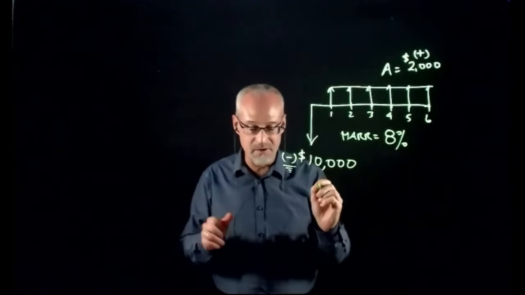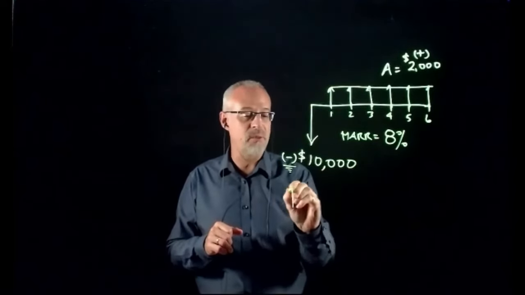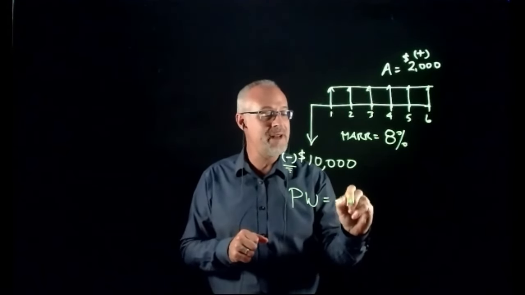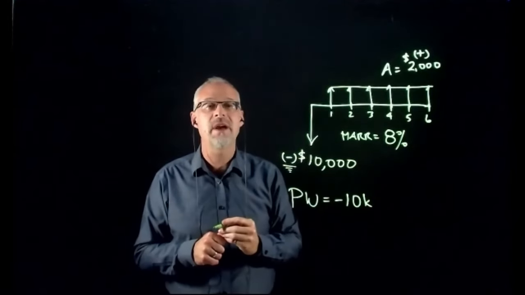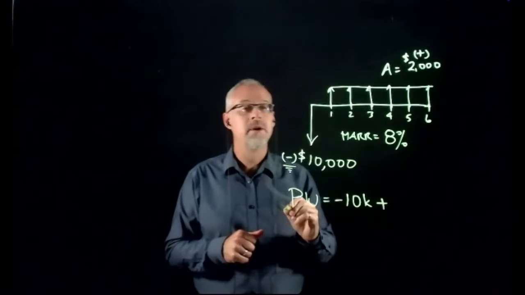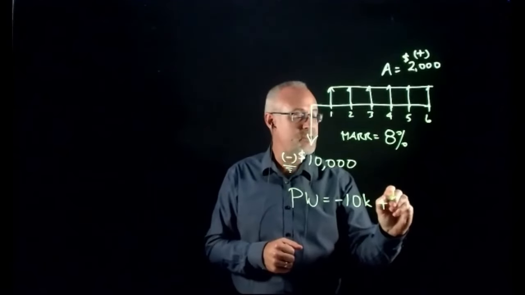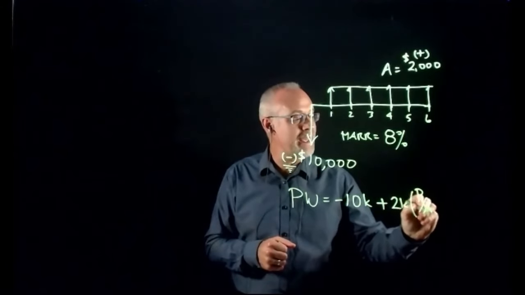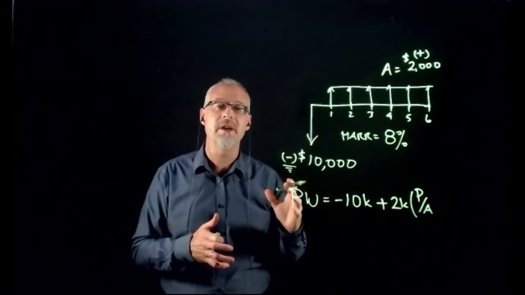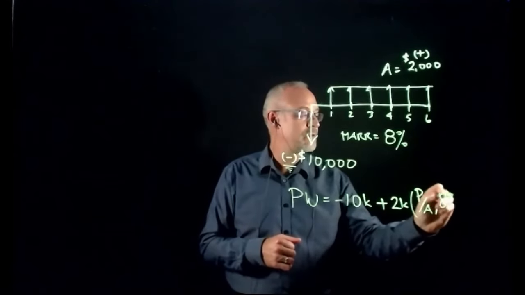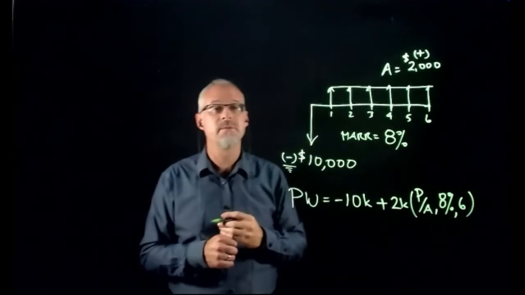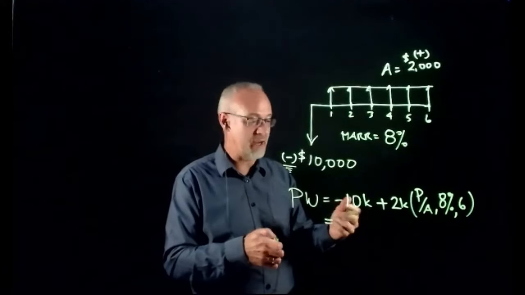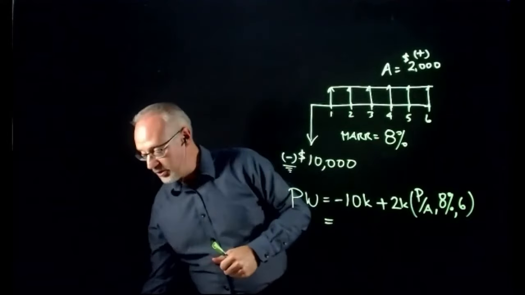So for instance, for this one, I could say the present worth is going to be equal to my investment, which is negative $10,000, plus a positive amount, which is my $2,000 times the P given A, because the 2,000 is an annuity, an A, at 8% and 6 years. If I work out what that is, I don't know what that is. Maybe that's a good test.